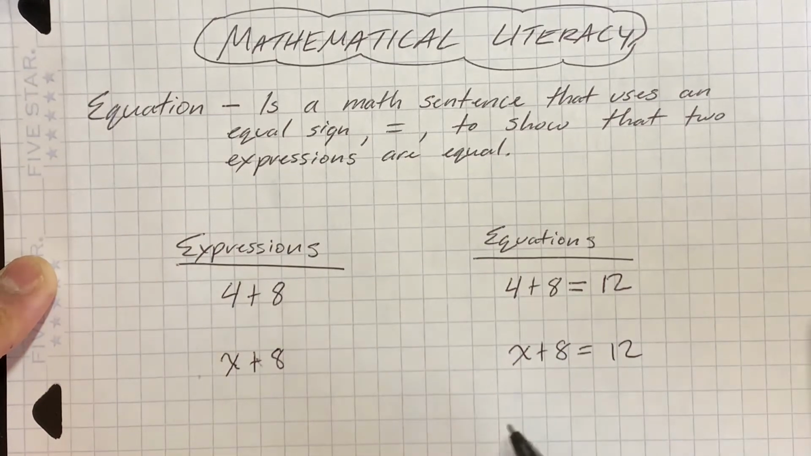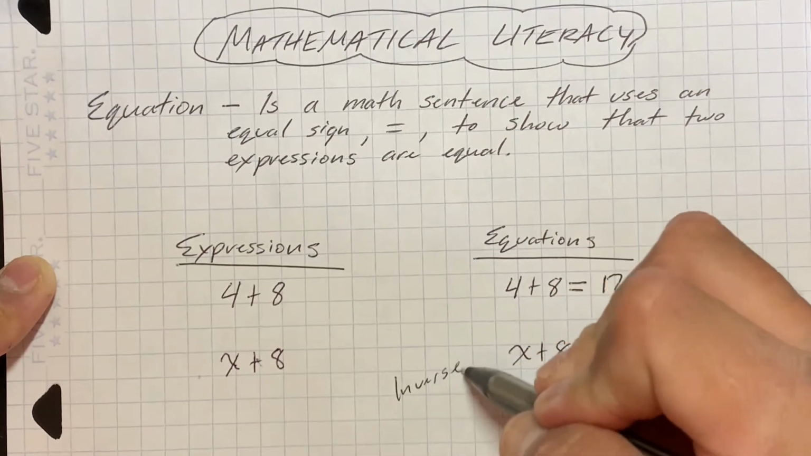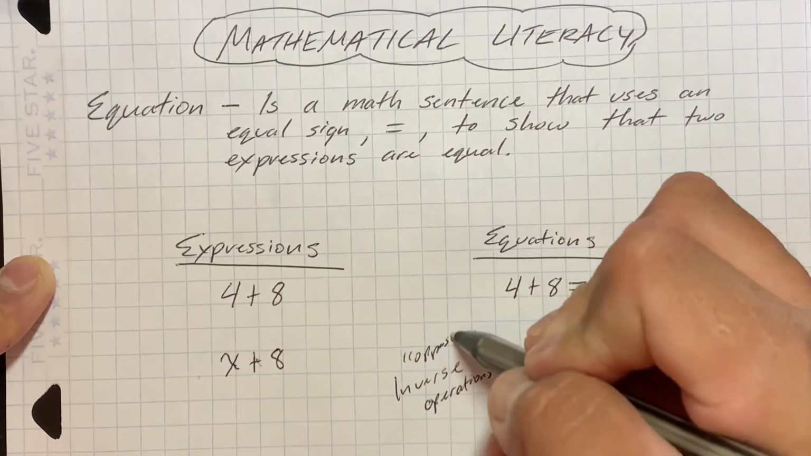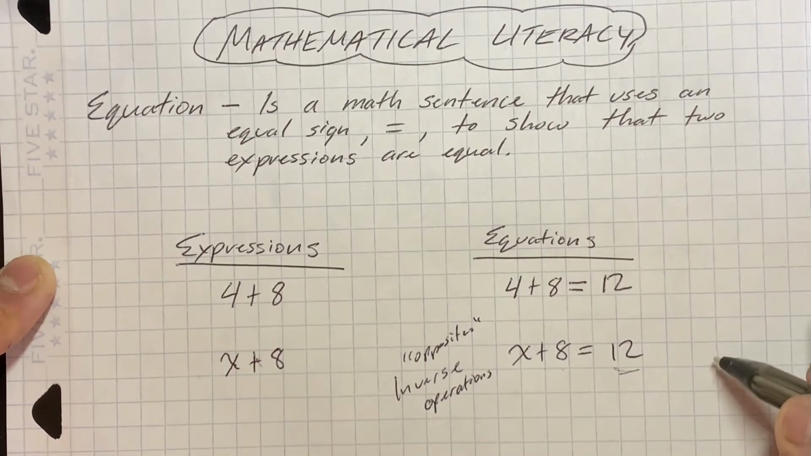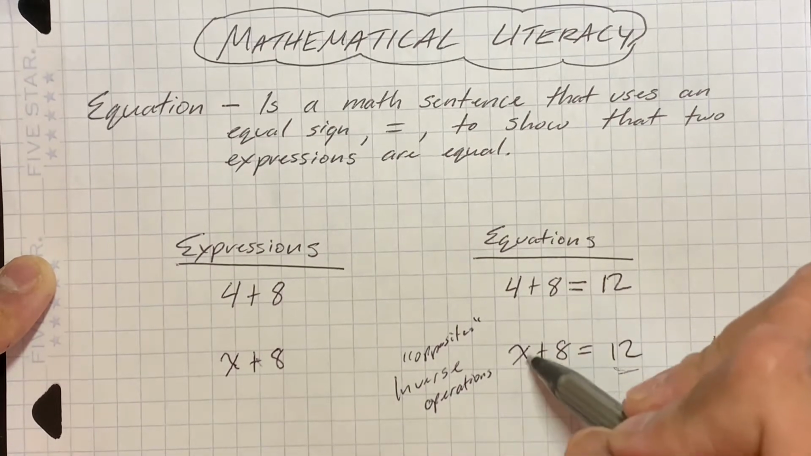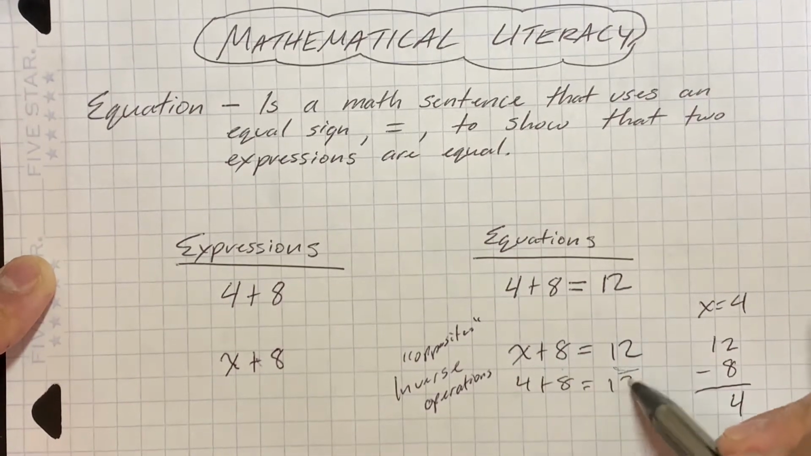We don't know the value of x, but in this case, we work backwards. We work with inverse operations, meaning that we work with opposites. For example, to find the value of x here, we know that x plus 8 equals 12. We know the total is 12 and one of the addends is 8. So we work with the opposite operation. We have addition here, and the opposite of addition is subtraction. So 12 minus 8 is going to be 4. Thus, x equals 4. If we plug in 4 plus 8, it does equal 12.